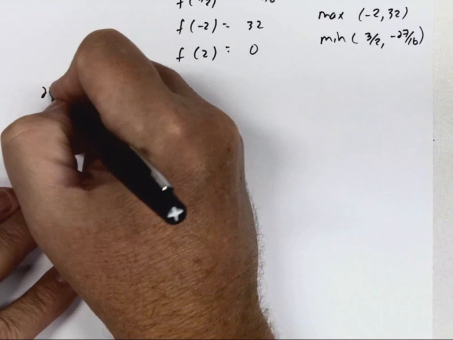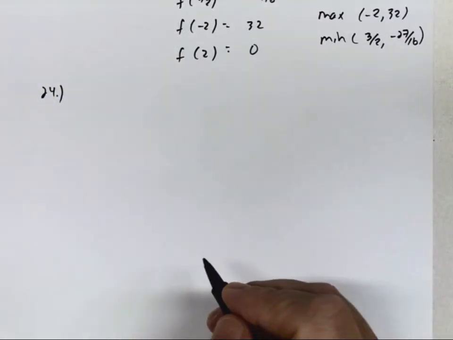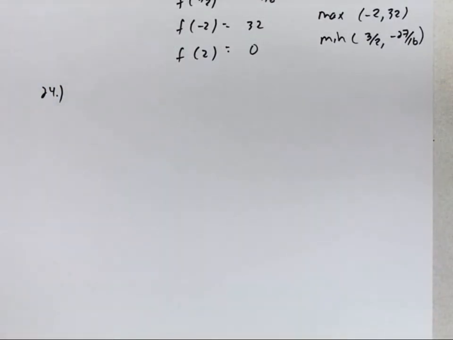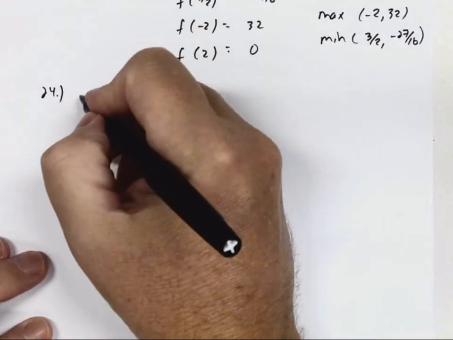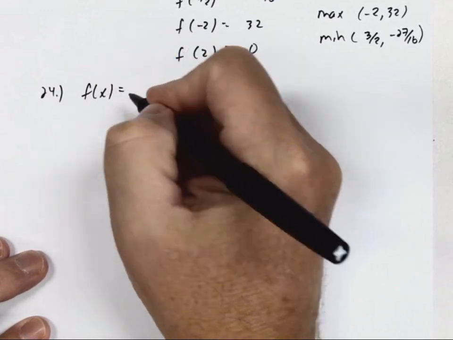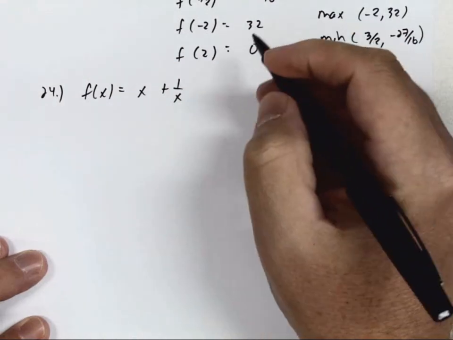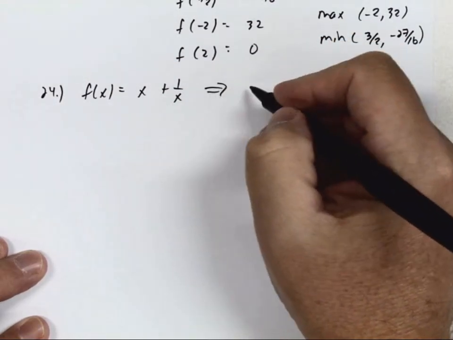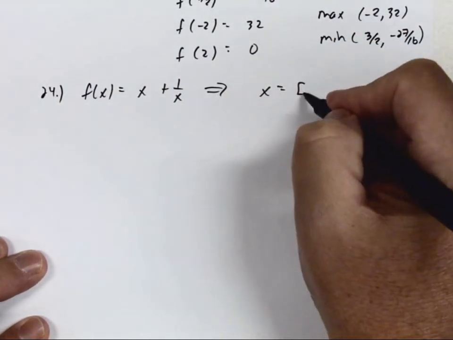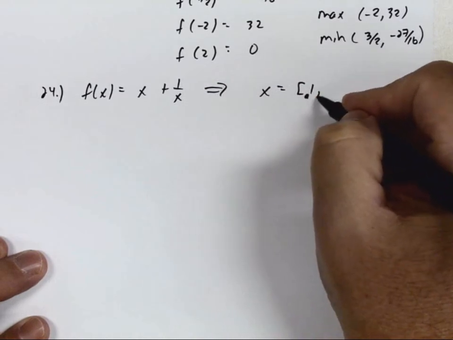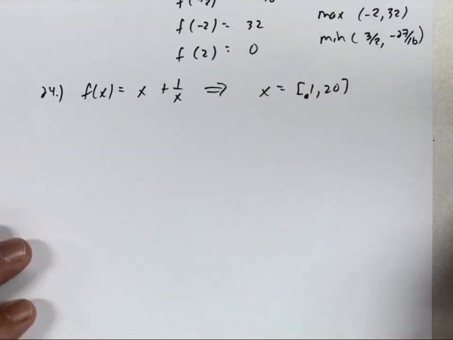All right, last one. This will be the last problem of the review. Another absolute max or min problem. And let me find the problem. f of x equals x plus 1 over x. And the interval is 1 to 20.